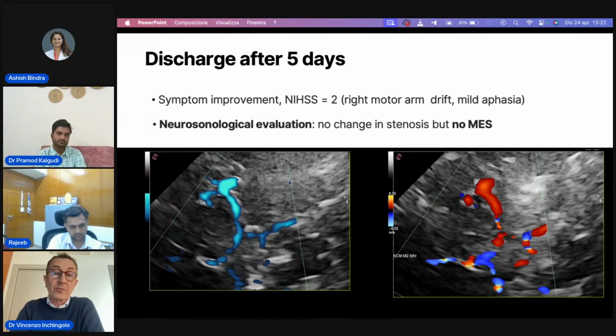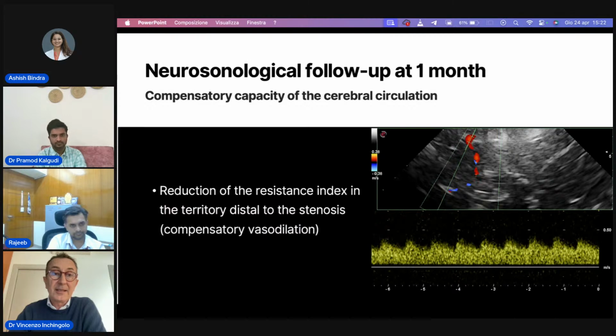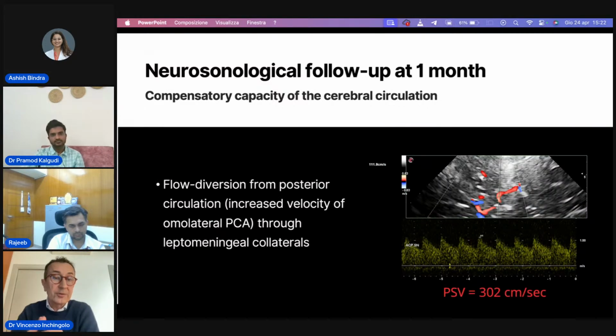And neurosonological evaluation was normal, without change in stenosis, and no microembolic signals were revealed. Neurosonological follow-up at 1 month is interesting because there is a reduction of resistance index in territory distal to the stenosis. And this is a compensatory vasodilation, and also a flow diversion from posterior circulation. In fact, you have increased velocity. You can see here the PCA, the increased velocity of homolateral PCA through leptomeningeal collaterals.